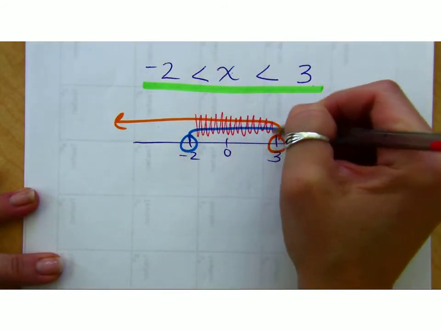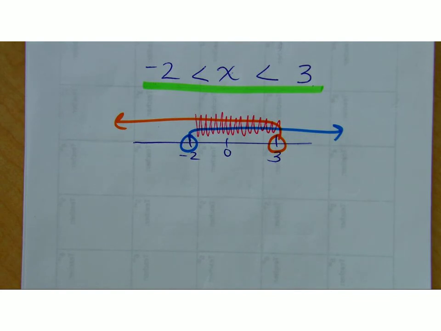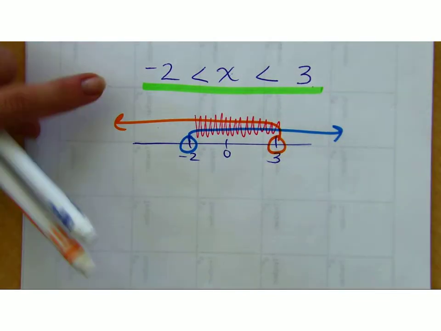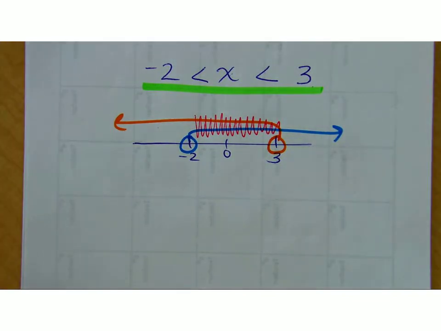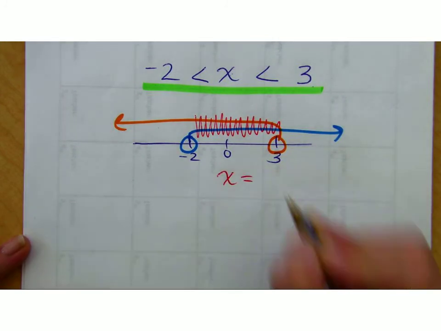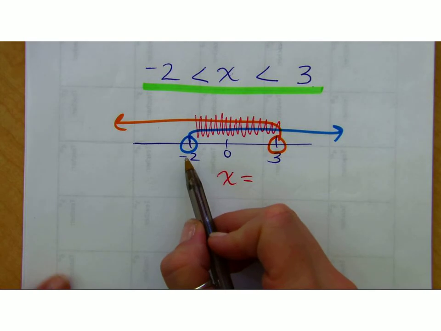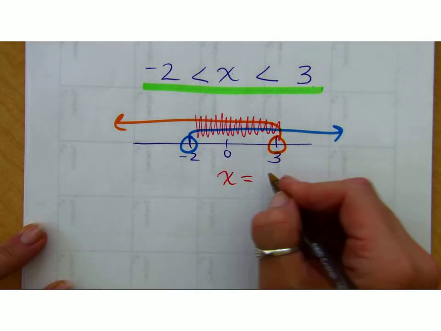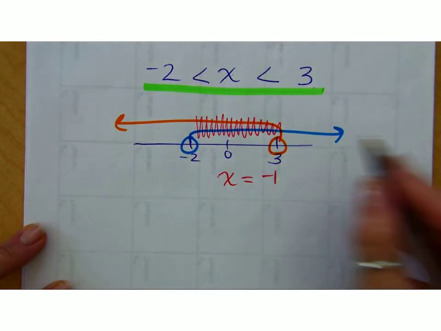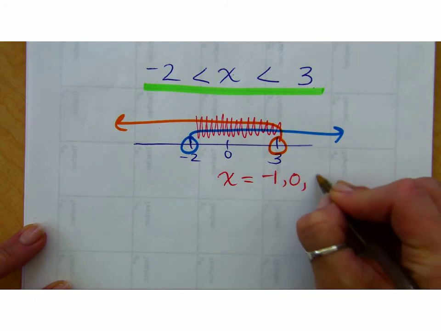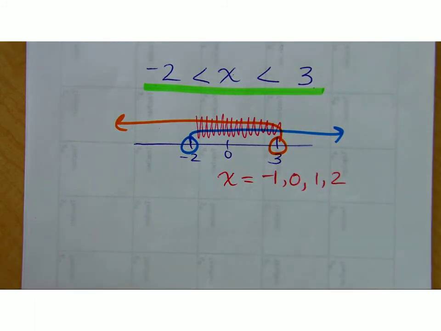Okay? So in this case, if I were to say, give me all the numbers that x could actually equal, meaning I'm looking for overlap. What are all my values? Could x be negative 2? No, because that's colored in. Could it be negative 1? 0? 1? 2. That's it. Right? You with me on this? Okay, so I'm looking for overlap.